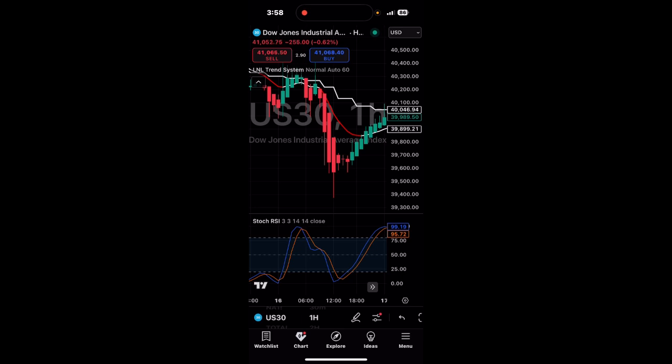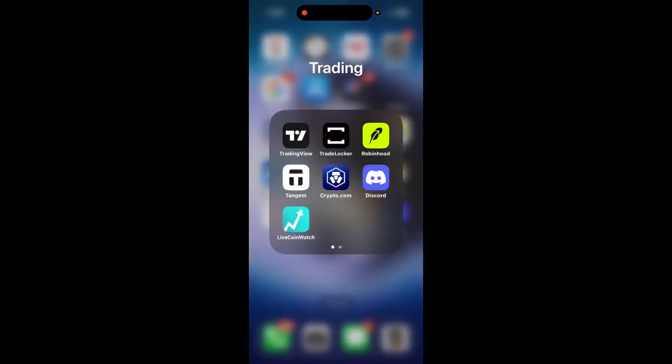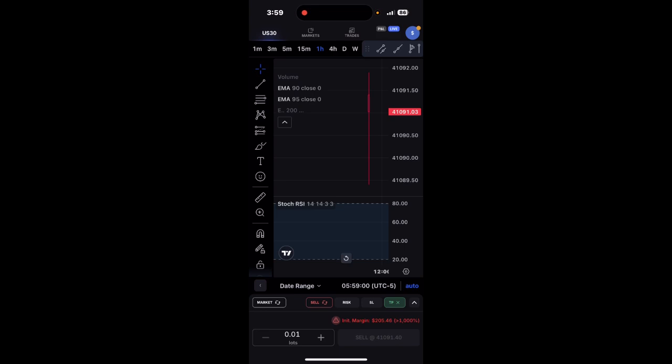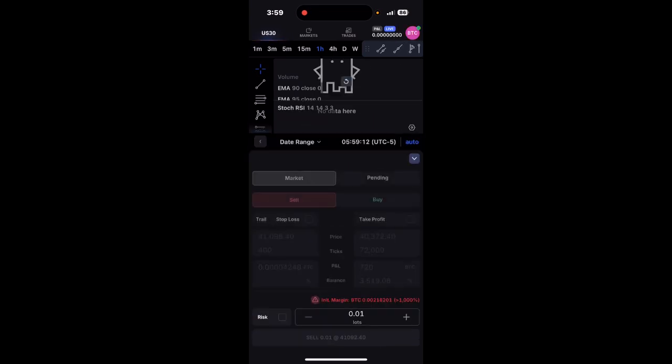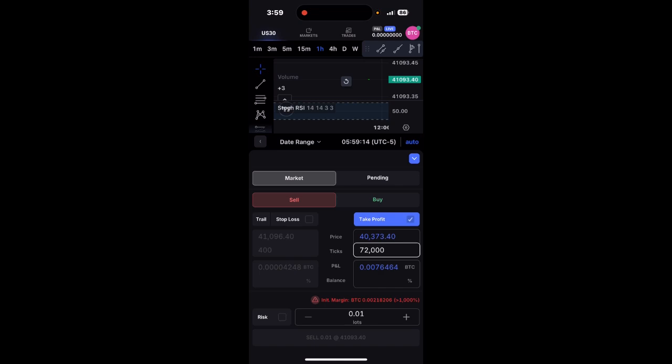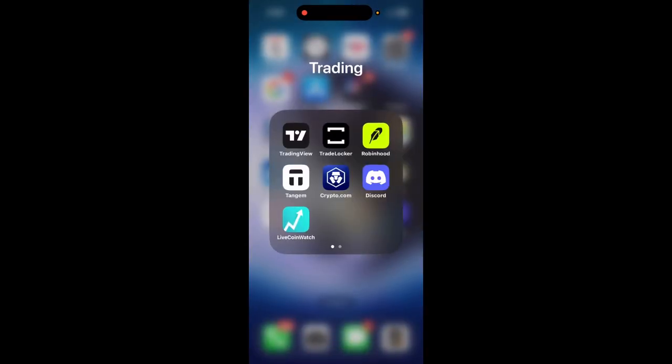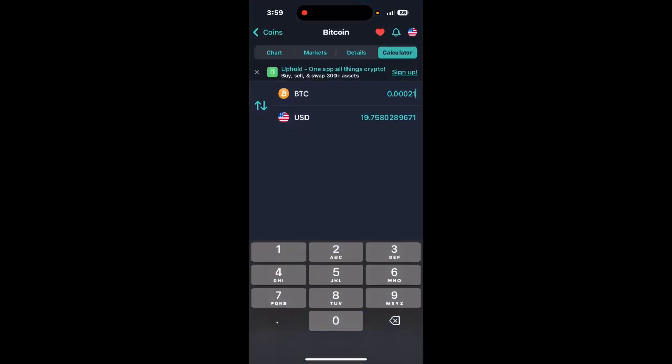Let's see, hold on, let's go to those numbers again. For those that want to trade the Dow Jones and make Satoshi, so if you go here and 72,000, yeah. So the same move would make you 0.0076. So with today's Bitcoin price, 0.0076 is actually $715.